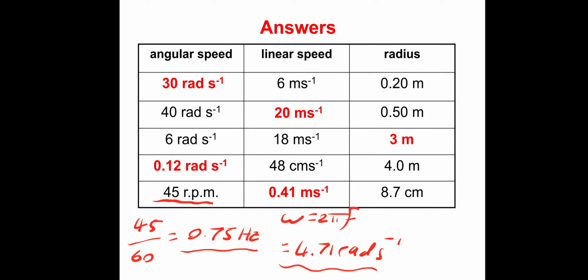Then to get the linear speed, we just do v equals r omega. So that would be the radius of 0.087 times the 4.71 radians per second, which would give you a linear speed of 0.41 meters per second. So if you didn't get that last time, hopefully that's okay now. And then let's move on and we'll do some more practice questions.